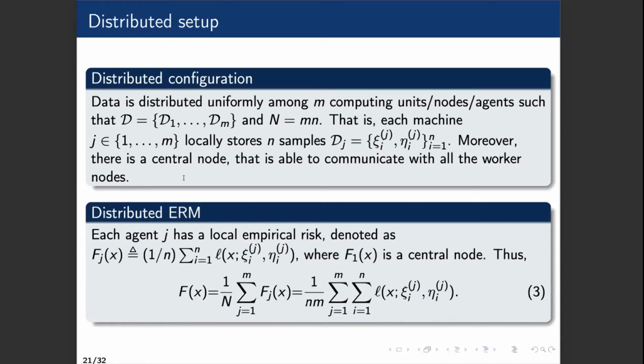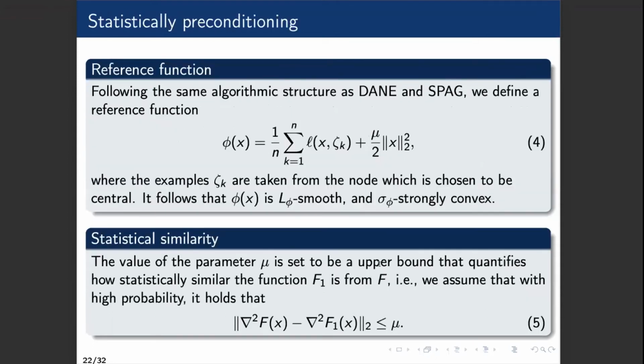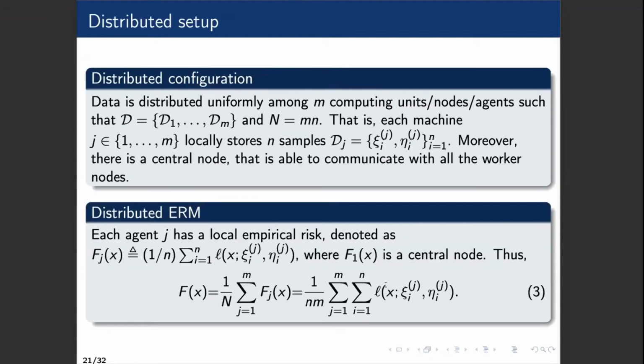So, the central node also has some data, and here it's a distributed empirical risk minimization problem, where we divide all our functions into m parts, and also we assume that f1 of x is the central node. So what is the main idea of our next method?